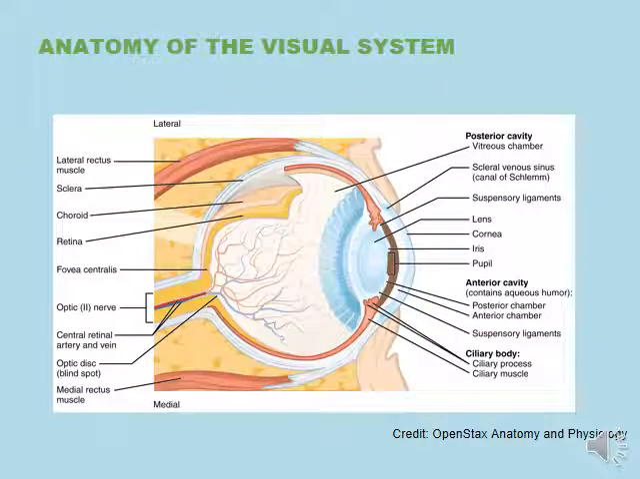So here's the anatomy of the visual system. You have the posterior cavity, the anterior cavity, and the ciliary body. Initially within that you have the lens, and as you're looking at this, it gives a better visualization of what is entailed in your eye itself.